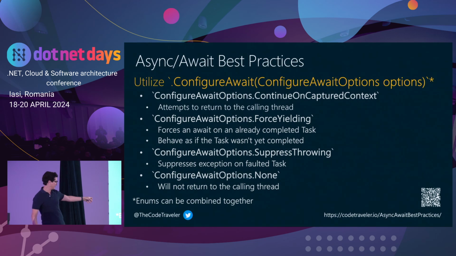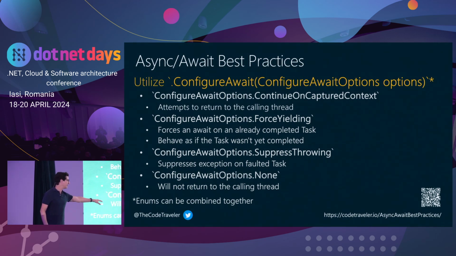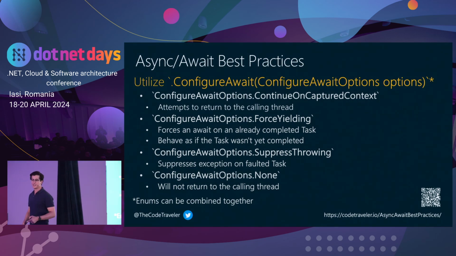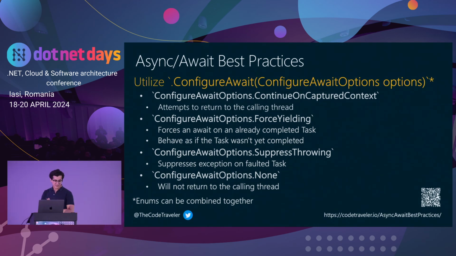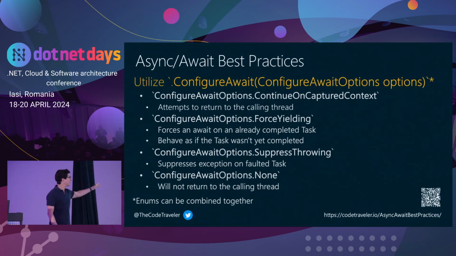Also, we have configure await options. So these are enums. They can be chained together. We've got continue on captured context if you do want to return to the calling thread. We've got force yielding if you always want to do a thread switch, even if a task is already completed. We have suppress throwing if you're crazy and you don't want that task to throw an exception. And then also, and again, this one's the weirdly named one, none means you won't return to the calling thread.